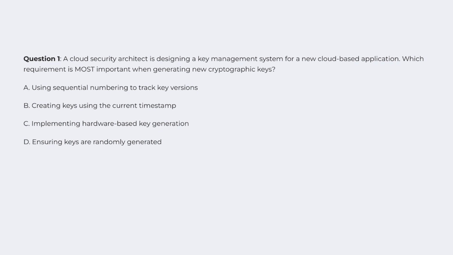A. Using sequential numbering to track key versions. B. Creating keys using the current timestamp. C. Implementing hardware-based key generation. D. Ensuring keys are randomly generated.